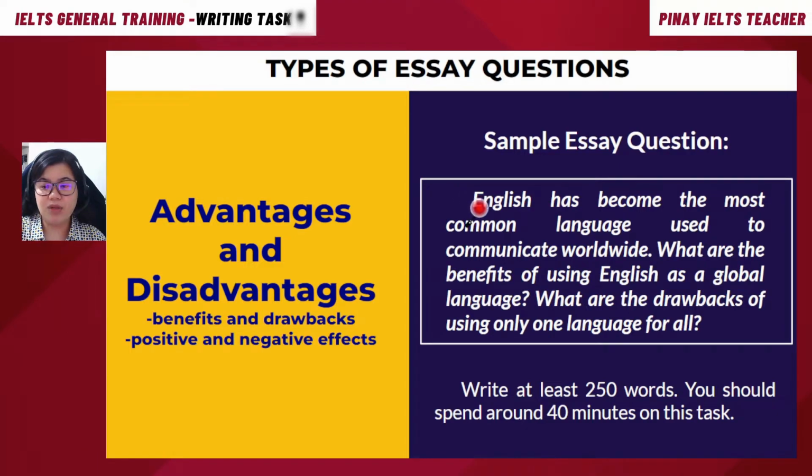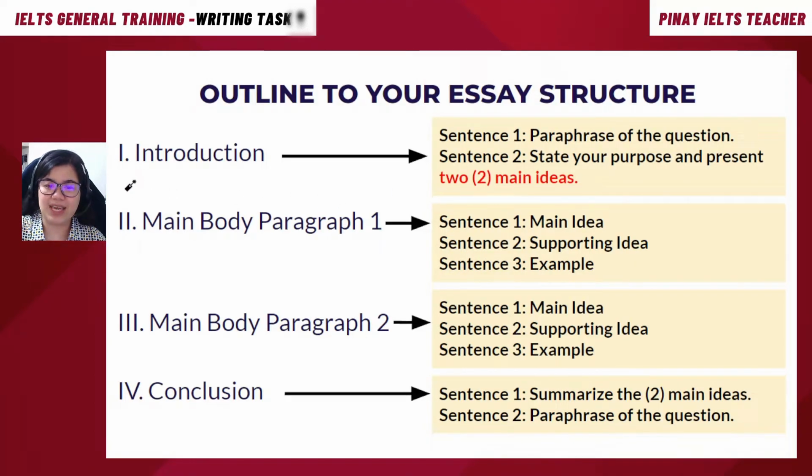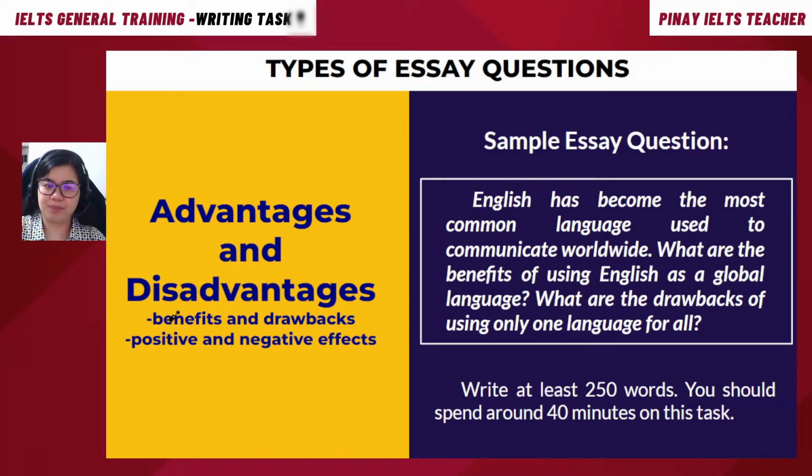So as an example, English has become the most common language used to communicate worldwide. What are the benefits of using English as a global language? What are the drawbacks of using only one language for all? So as you can see, it used the words benefits and drawbacks, which is the same as saying what are the advantages and disadvantages. All right. So knowing that this is the structure of your essay, you have your introduction, main body paragraph 1, main body paragraph 2, and conclusion. How do you then create the outline for this type of essay?